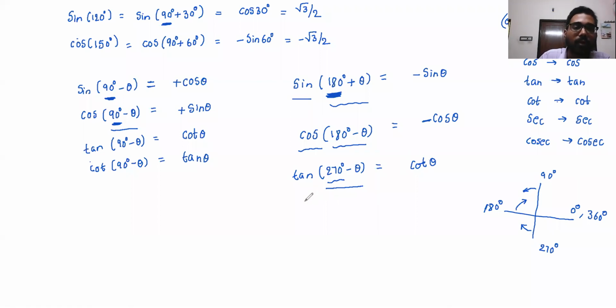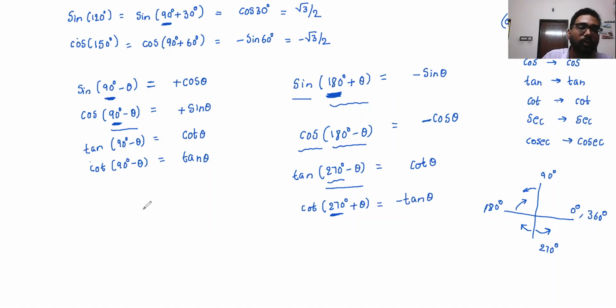Tan is positive. So we just leave it as a plus sign. Suppose you have cot of 270 plus theta. It is going to be minus tan theta. Because 270 is an odd multiple of 90, cot will change to tan. And 270 plus theta is a fourth quadrant angle. In the fourth quadrant, cot is what? Cot is negative. So we have to put one minus.